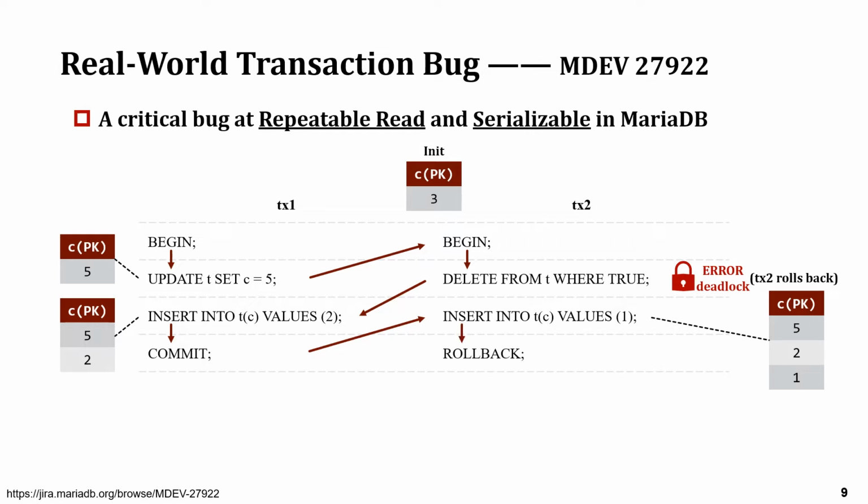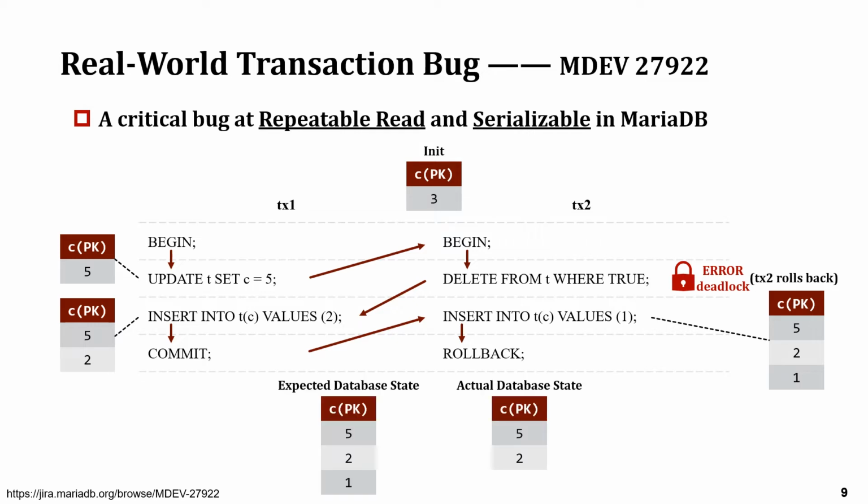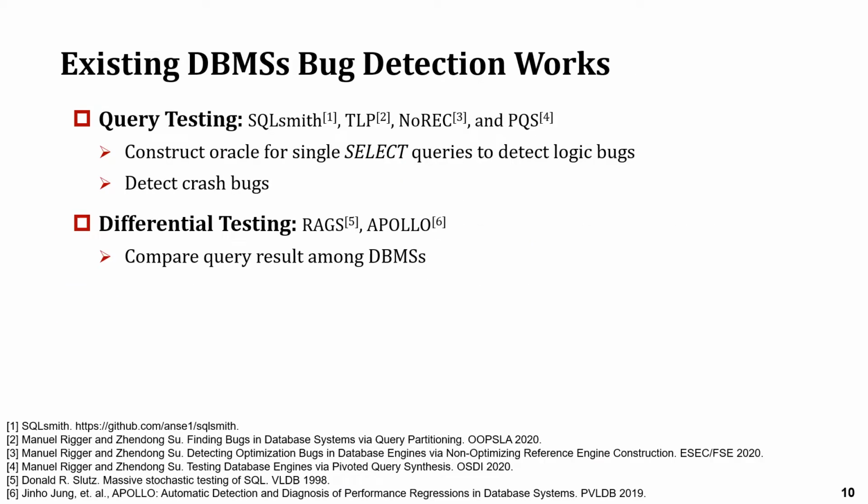We finally retrieve the table and observe that the results in MySQL and MariaDB are different. As expected, the database state in MySQL contains records 1, 2, and 5, while that in MariaDB contains records 2 and 5 due to unexpected rollback.